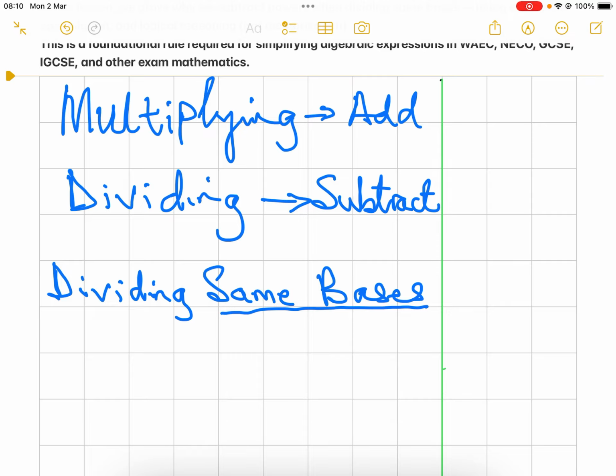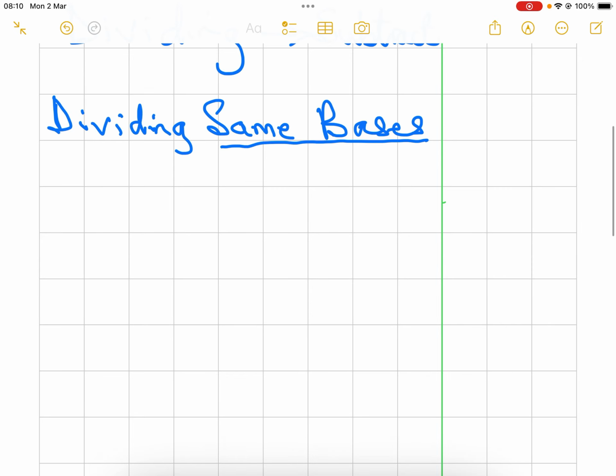Dividing same bases. Same bases underlined. When you are dividing same bases, subtract, the powers rule will apply. Let's consider this first example, and we will use expansion to prove it.